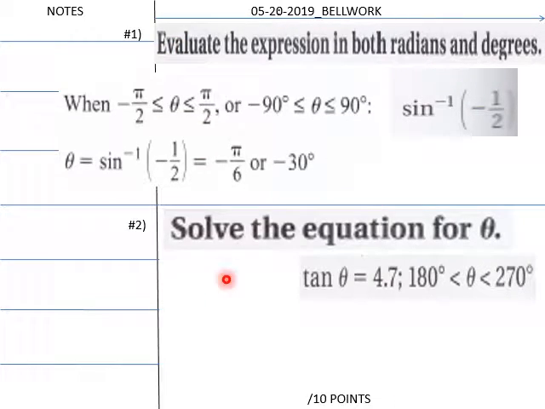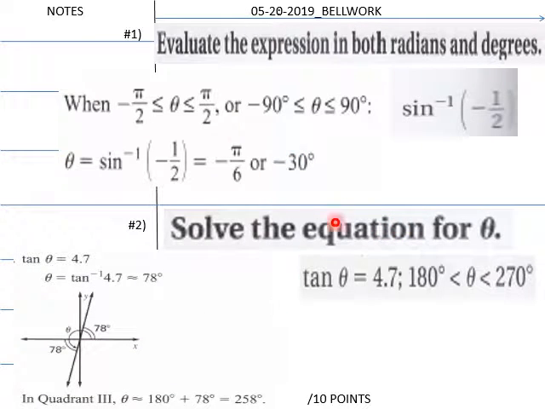Okay, welcome back. Here is our solution for number 1. Between negative pi over 2 and pi over 2, it equals negative 30 degrees, the inverse of negative 1/2. Then solve the equation for theta. This is a sketch of where we're at for tan: the inverse of tan 4.7 equals 78 degrees, so it would be either here or over here. In quadrant 3, it would be 258 degrees, added to 180.